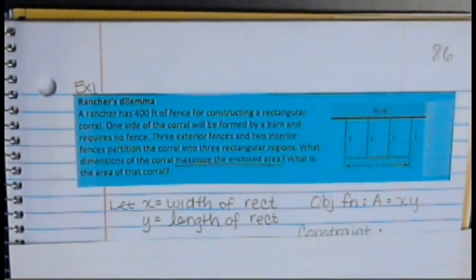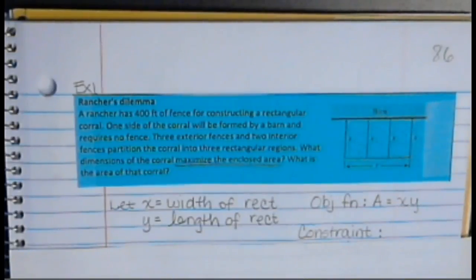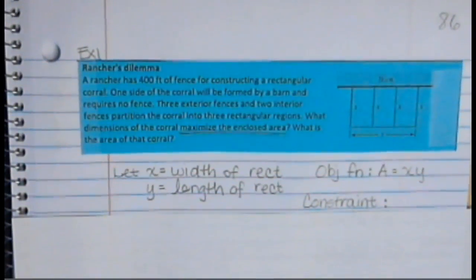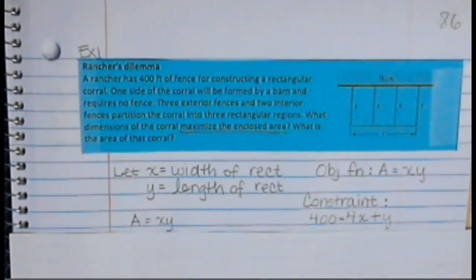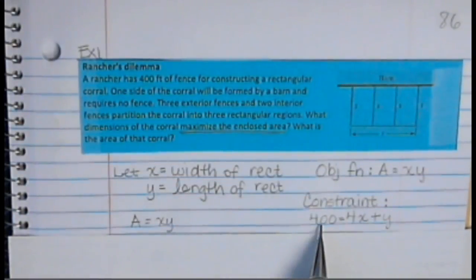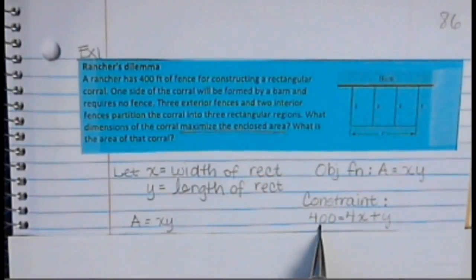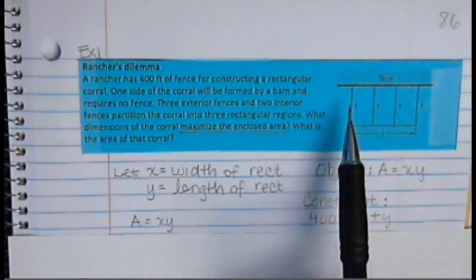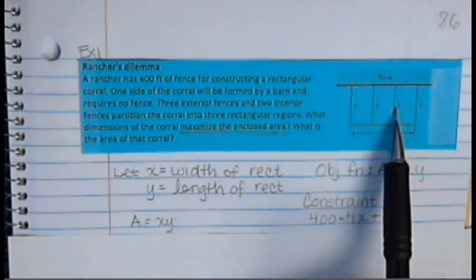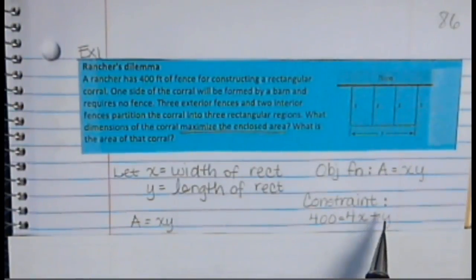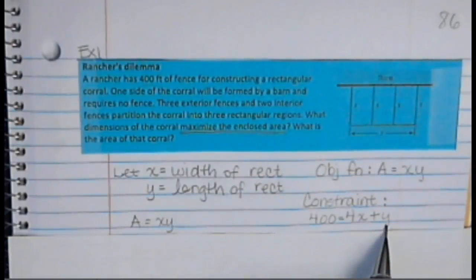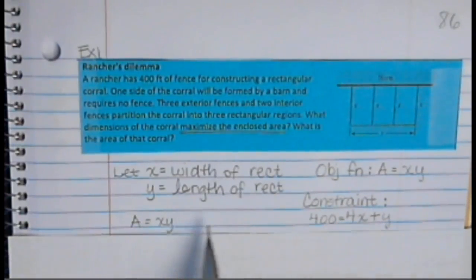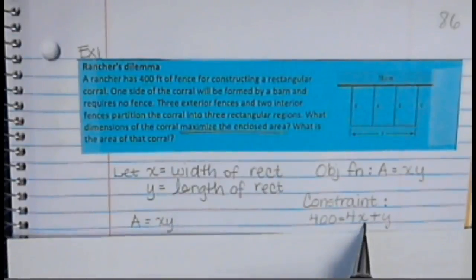We also need to find our equation for our constraint. What we find for that is that we only have 400 feet of fencing. So of all the fencing that we need, we only have 400 to begin with. We need 4 x's, 2 exterior and 2 interior ones, all of the same size, plus that long side that's parallel to the barn. So these are our 2 equations. Notice both of them have x and y.